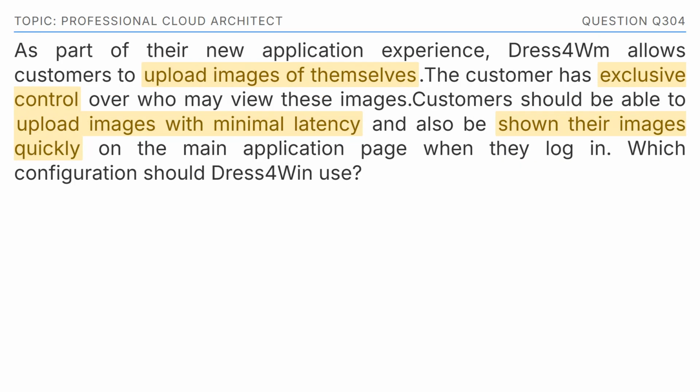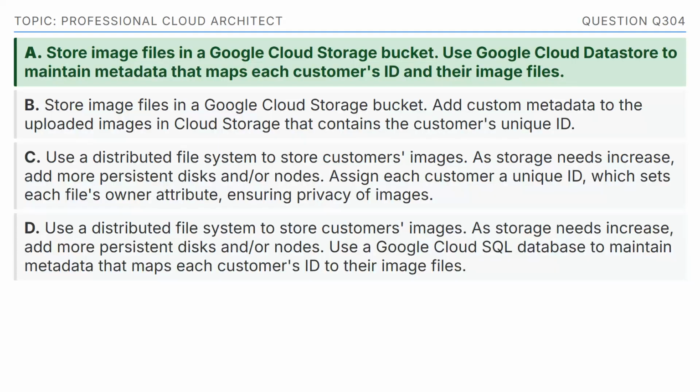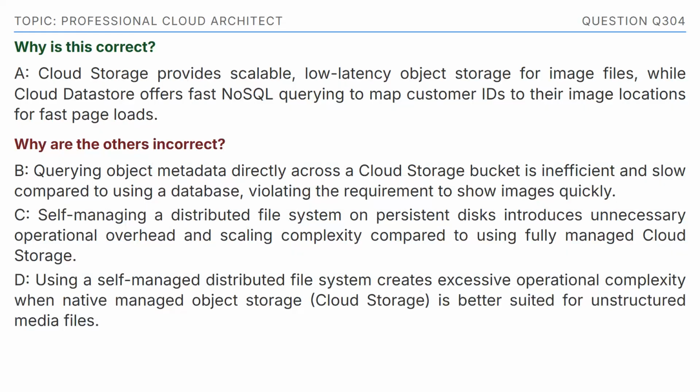To arrive at the correct answer, we focus on the keywords: upload images of themselves, exclusive control, upload images with minimal latency, shown their images quickly. The correct answer is option A. Store image files in a Google Cloud Storage bucket. Use Google Cloud Datastore to maintain metadata that maps each customer's ID and their image files. Why is this correct? A. Cloud Storage provides scalable, low-latency object storage for image files, while Cloud Datastore offers fast NoSQL querying to map customer IDs to their image locations for fast page loads.